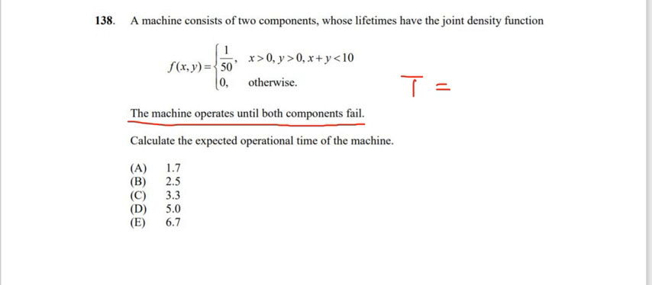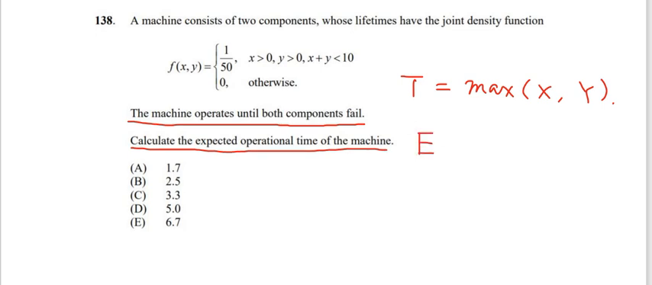So T equals the maximum of X and Y, right? X is the lifetime for the first component, Y is the lifetime for the second component, right? So we understand. We need to find the expected value for T.